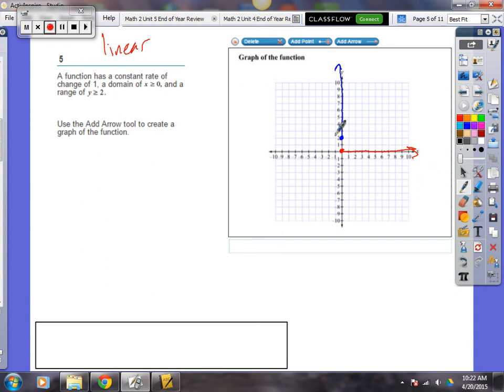Okay, now I'm going to start it right on 2 and 0, and then I'm going to go up 1, over 1, up 1, over 1, up 1, over 1, up 1, over 1, and it is going to go right here forever. So it starts at 2, goes up to infinity, starts at 0, goes right to infinity, so your graph's got to look something like that.